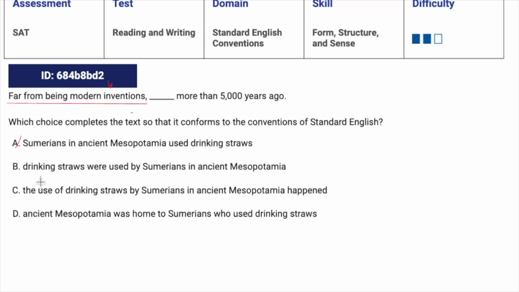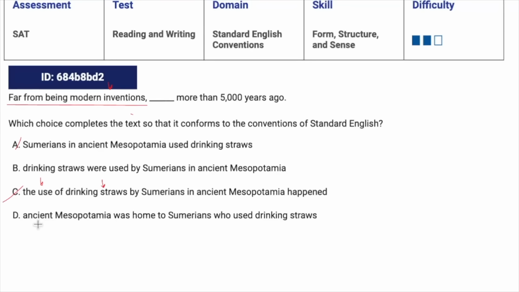So is the use of drinking straws an invention? No, the straws themselves would be the invention, right? So C is not our answer. D, ancient Mesopotamia is a place, not an invention. So D is out, and just like that, our answer is B.